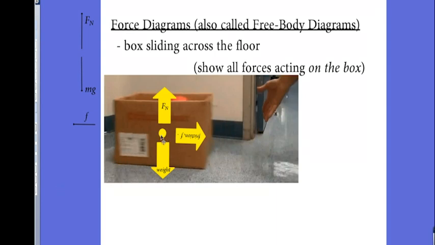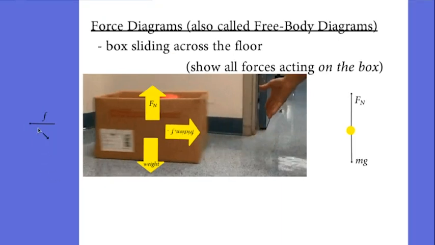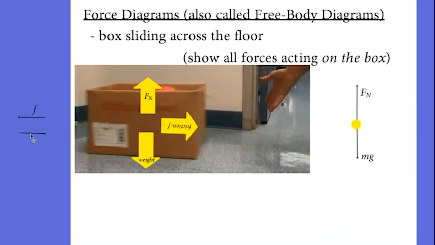So when I draw my force diagram, I just start off with a dot representing the center of mass of the box, the normal force from the floor, the weight from gravity, and the frictional force, of course. That force is going to be acting to the right because that opposes the sliding motion to the left, and I would label that F sub f.